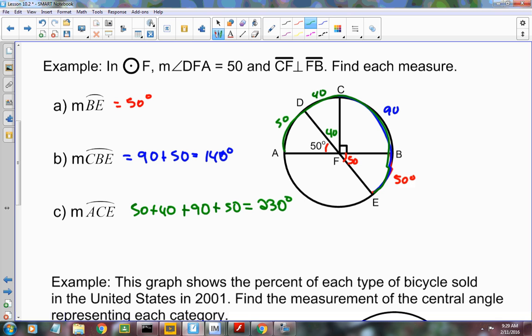Now, tell me this. Could I have recognized this as a semicircle, which is 180 plus 50? Could I have done that? I could have done that too. Is that what you did? Okay, yeah. So either way, I mean, lots of different ways you can do it.